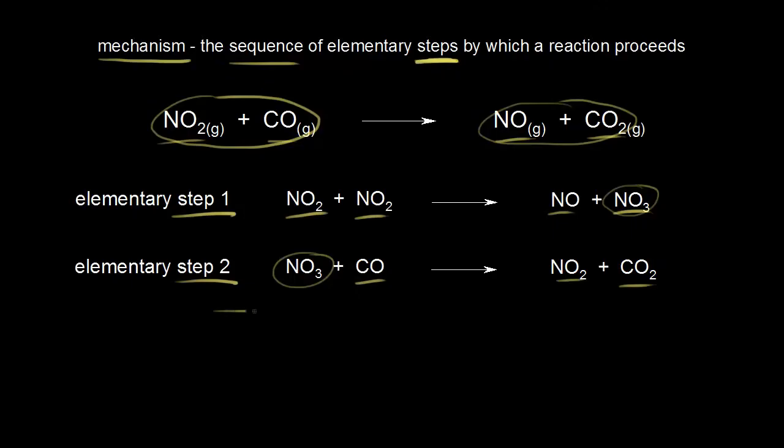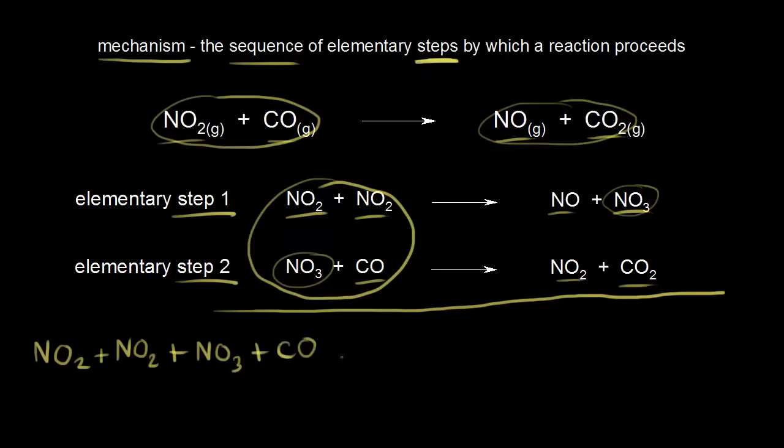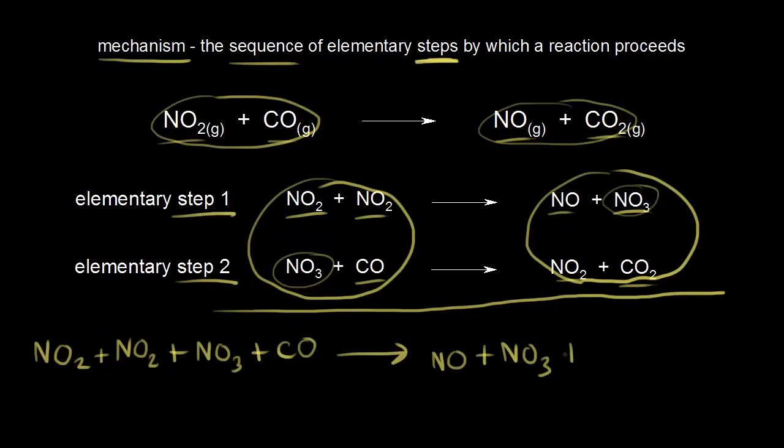So if we add these two steps together, we should get the overall reaction. So let's put all of our reactants on one side. So we have all of our reactants over here. So that would be NO2 plus NO2 plus NO3 plus CO. And then we'll put all of our products on one side, so all of this stuff. So we have NO plus NO3 plus NO2 plus CO2.